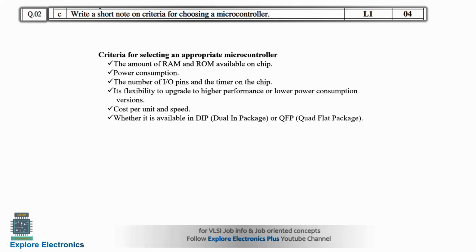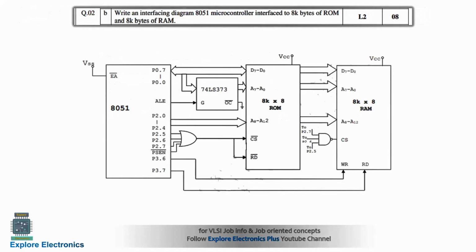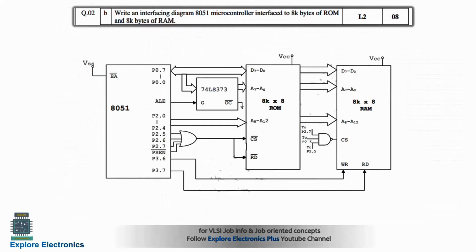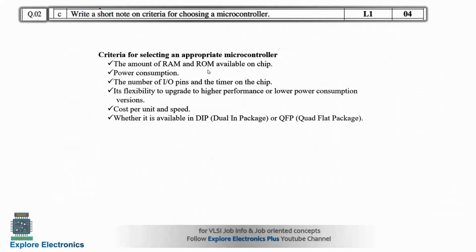In 8051, you can see the ROM and RAM we have seen over here, it is 128 bytes and 4K, and also we will be having 32 IO pins. Similarly, the other microcontrollers will be having different RAM and ROM as well as IO pins and timers also. So looking at that, we can choose. And also its flexibility to upgrade to the higher performance or lower power consumption versions.